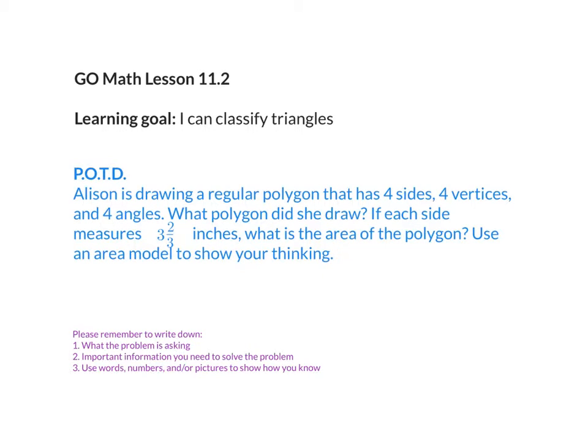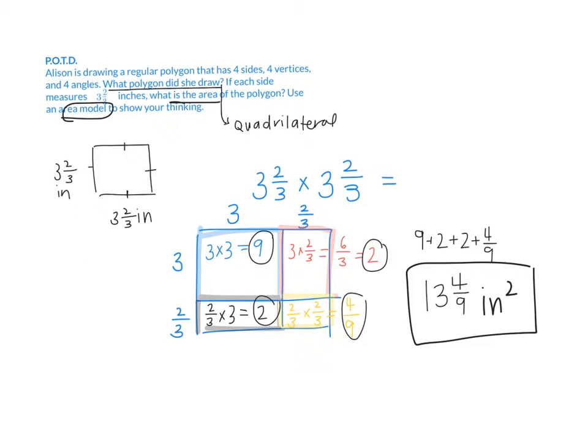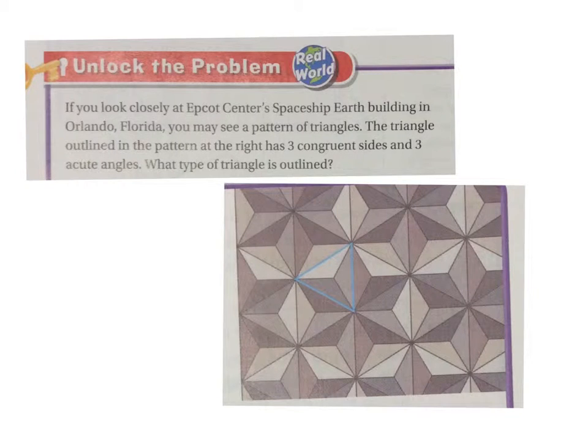But first, let's talk about the problem of the day. If you look closely at Epcot Center's Spaceship Earth building, that's that big circle building, you might see a pattern of triangles. So that picture right there is a zoomed in view of that building. Do you guys see the triangle outlined? It's kind of hard when it's black and white on your picture, so look at mine up here. There's a triangle like that. Take a highlighter and highlight one triangle like that on your picture.